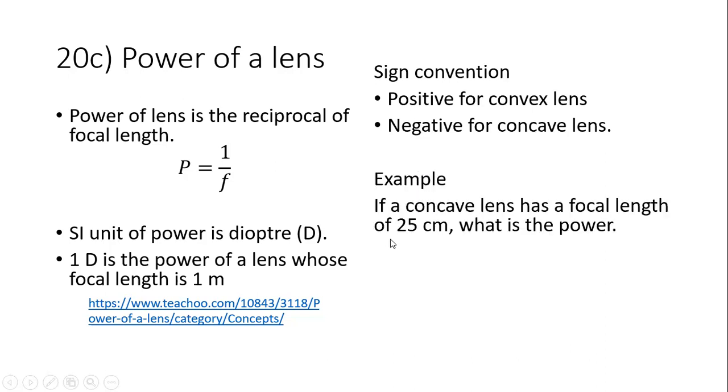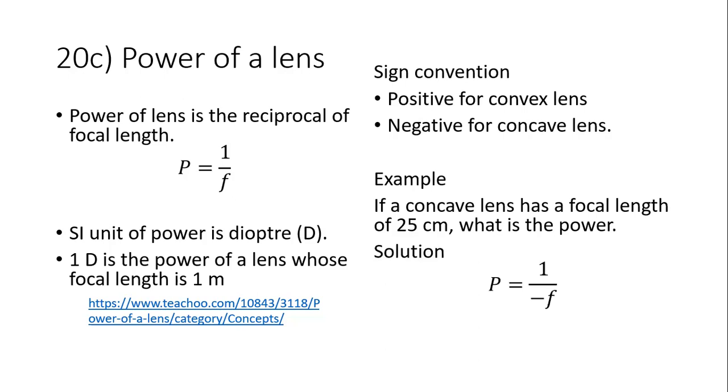Okay, solve this one for me. What's the answer? Concave lens means negative. So focal length 25, what is the power? Positive 0.04? You're supposed to change to meter.